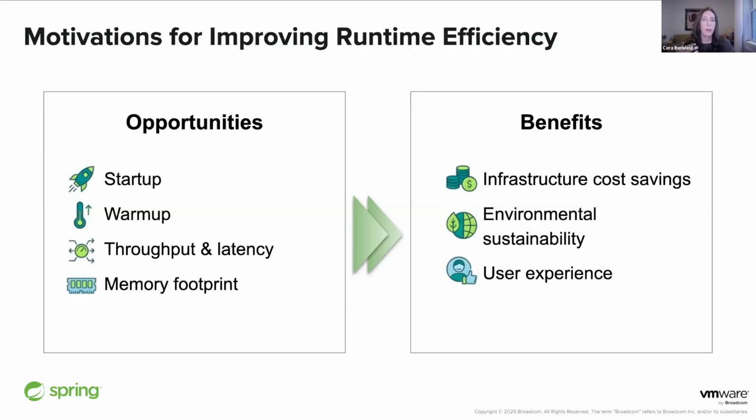And so if we can improve one or more of these characteristics, then some of the benefits that we get, of course, are lower infrastructure costs, using fewer instances, having better density of those instances on the same hardware, potentially the ability to scale down very aggressively to 0 or 1 if the startup and warm up are fast enough. And this translates to not only cost savings, but also lower resource utilization and a better user experience.